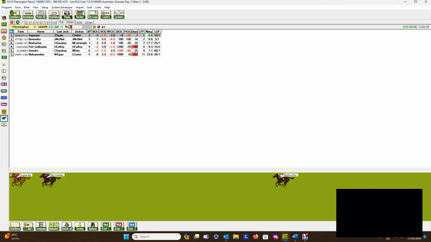Last start margin was a win of 3/4 of a length, and it was 15-1 in the classic prices. You can change classic prices to decimal prices if you like. There are ways of doing it, but that will come up in the menus. Plus there's a very comprehensive online book you get with this, so you can see all that.